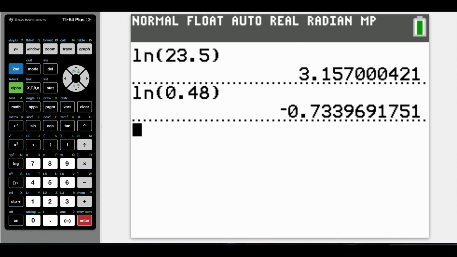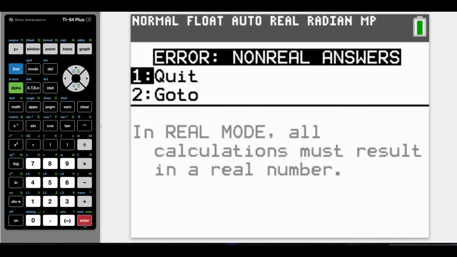And then the last one we're going to do is the natural log of -5. Close up my parentheses, hit enter, and it tells us that we get a non-real answer. We cannot evaluate logarithms of negative numbers. There is no power that I could put on a base of e and ever get -5 as my answer. It just doesn't work.